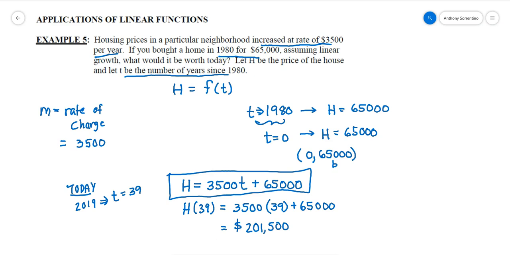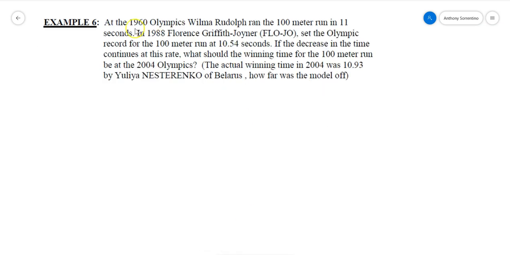So, and the last example you were given, at the 1960 Olympics, Wilma Rudolph ran the 100-meter run in 11 seconds. In 1988, Florence Griffith Joyner, FloJo, set the Olympic record for the 100-meter run at 10.54 seconds. If the decrease in the time continues at this rate, what should the winning time for the 100-meter run be at the 2004 Olympics? And then they say the actual winning time in 2004 was 10.93. How far was the model off?